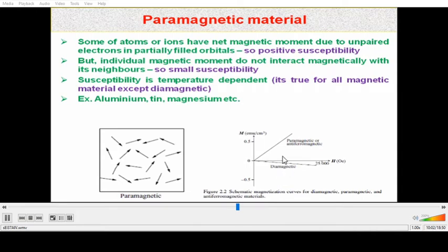In this figure, you can see that susceptibility is positive because this is the graph for a paramagnetic material. The slope of this line is the susceptibility, that is M by H, but it has a very low magnitude, you can see here. So this is a paramagnetic material.